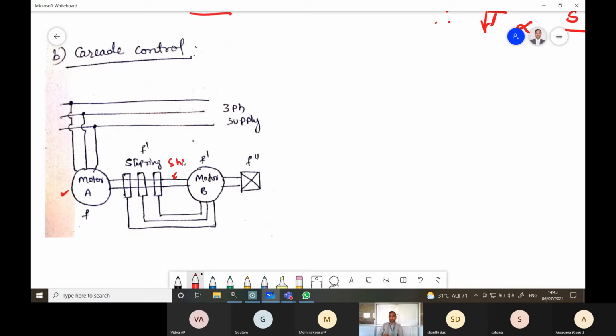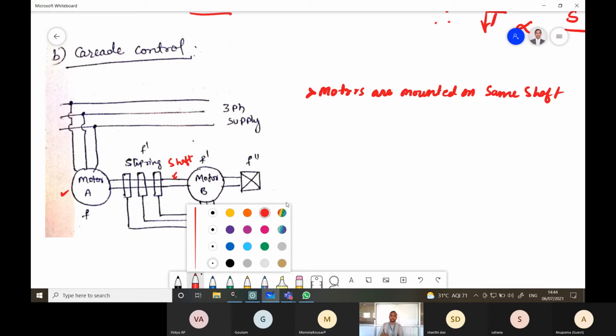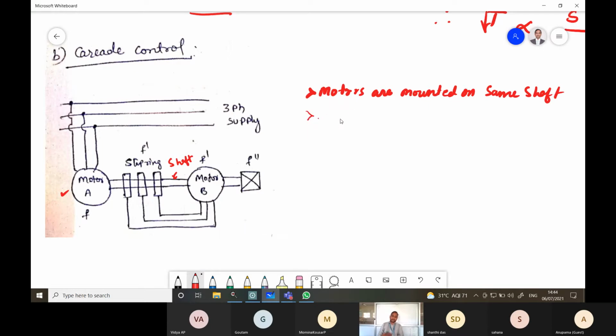This is the arrangement. In this method, the motors used are ordinarily mounted on the same shaft, so that both run at the same speed. Motor A and motor B both will run at the same speed.